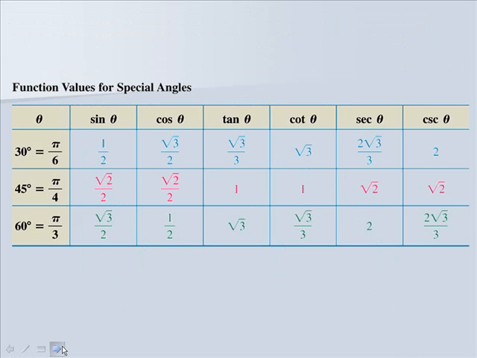Here we see a breakdown of our special angles, 30, 45, and 60 degrees, and all 6 trig function values for them.